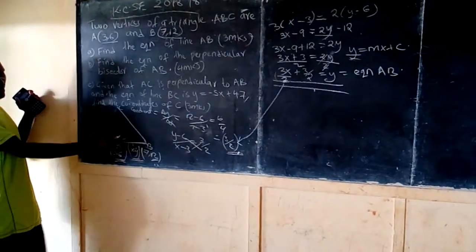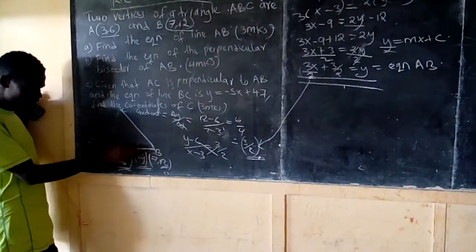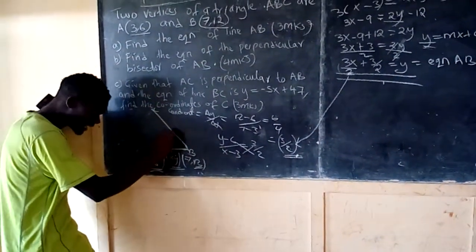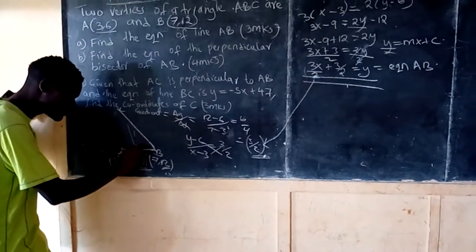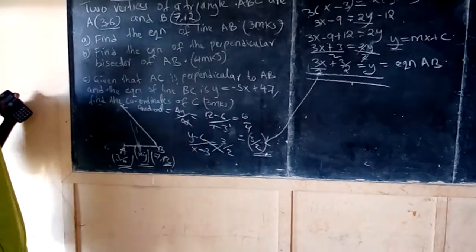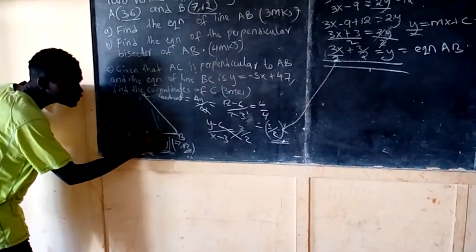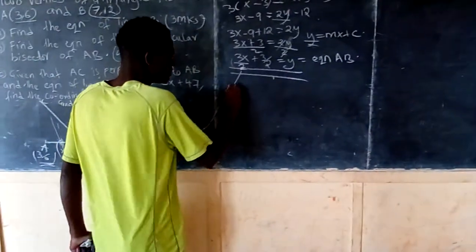Now line AB, this is my line AB. Now I have an equation of a perpendicular bisector. The perpendicular bisector can pass at any point, so I can say it passes at the midpoint of line AB. Now I need to find the midpoint of that line AB.